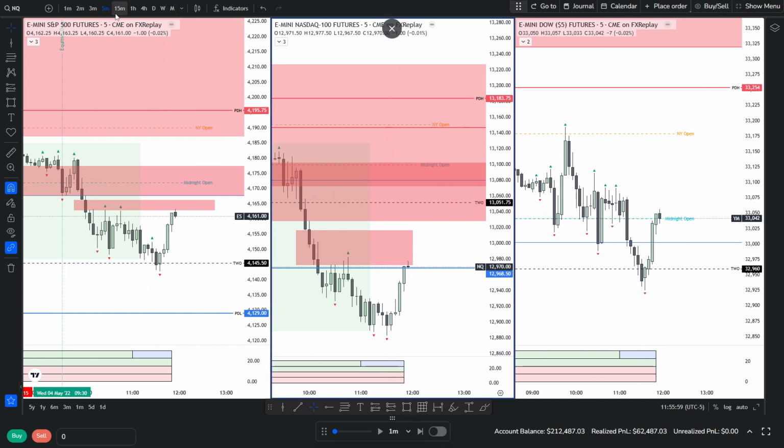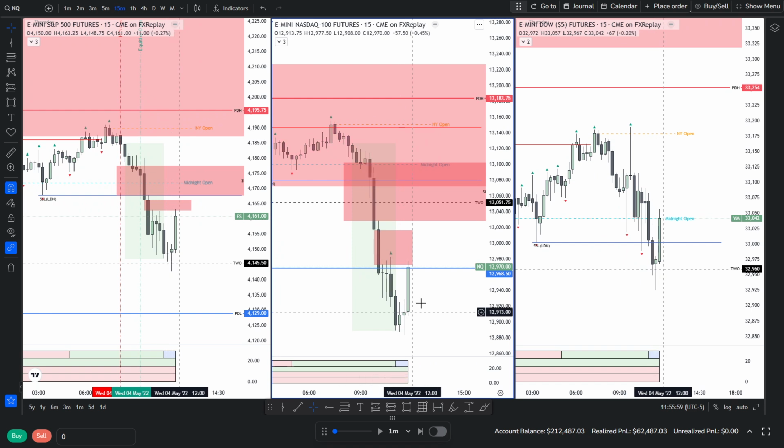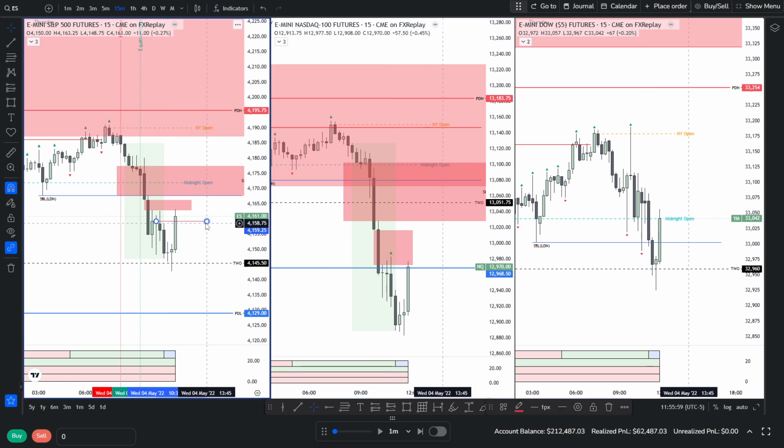So, interesting. With that displacement higher, you could argue that these two represent the bullish order block, and then you've got obviously all of this that's representing the bullish order block. And look at how ES traded below the true week open. So what I'm referring to is this here.